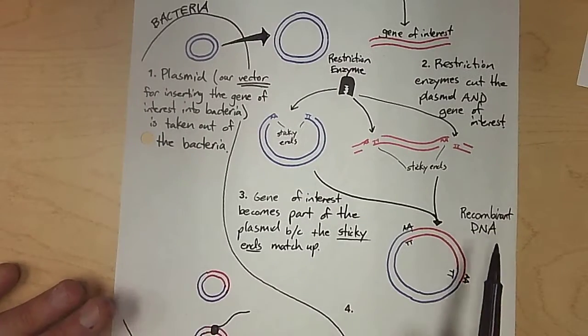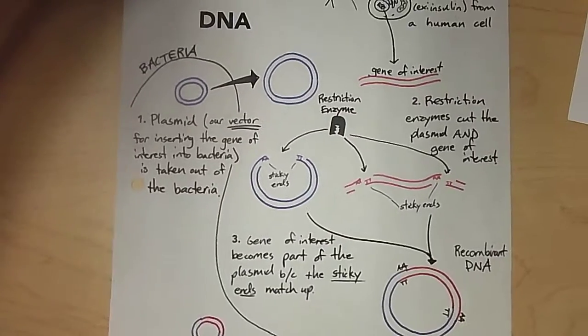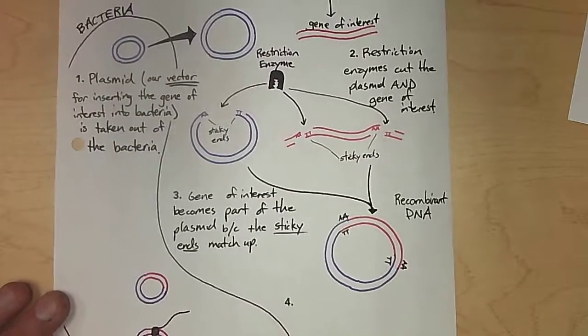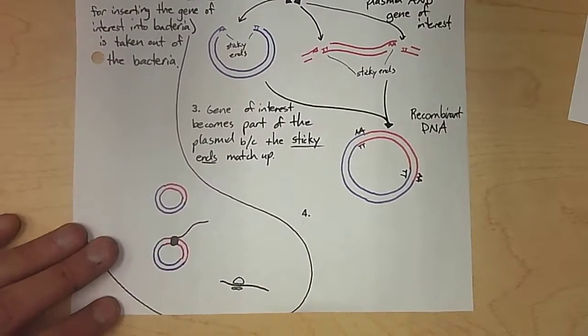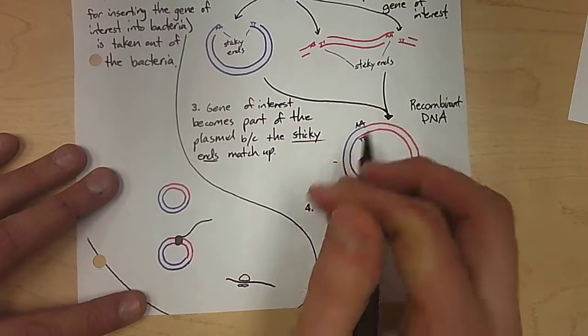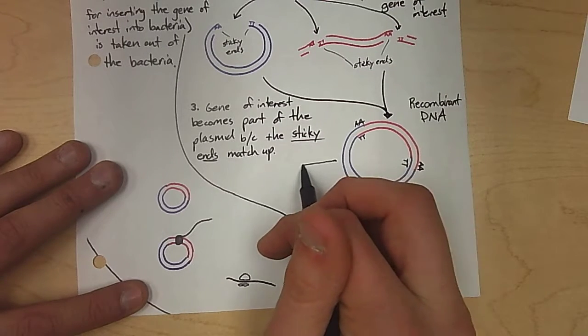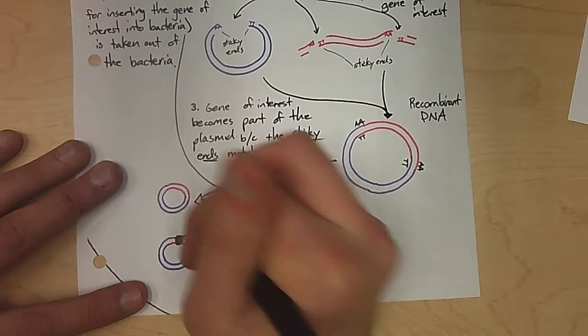At this point, we have recombinant DNA, but we're not done with our process yet because we want to actually insert this recombinant DNA back into the bacteria. And that's exactly what we're going to end up doing. So our next step is to take this recombinant DNA and put it back into our bacteria.